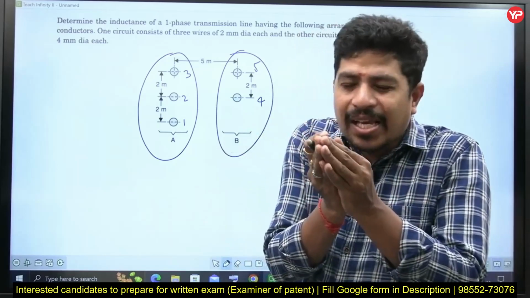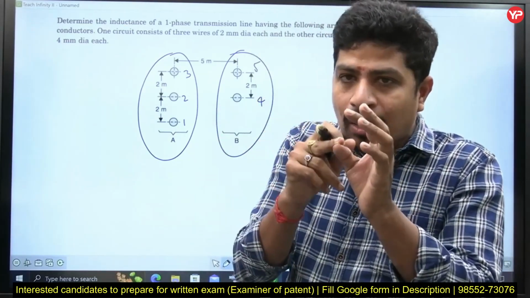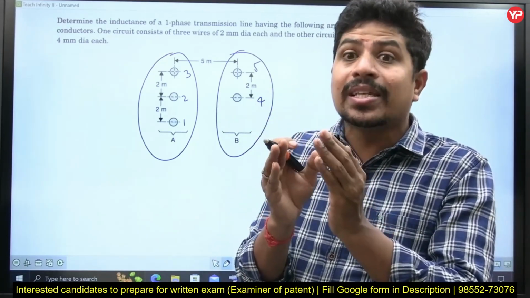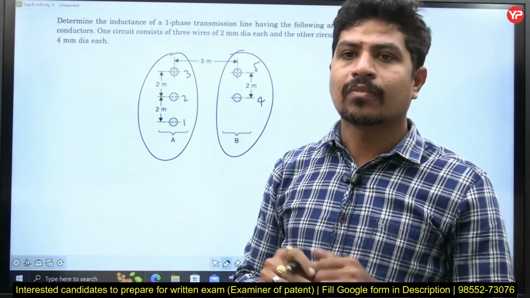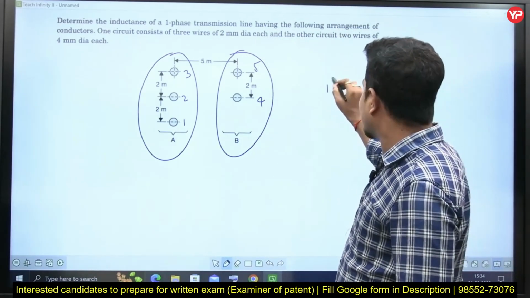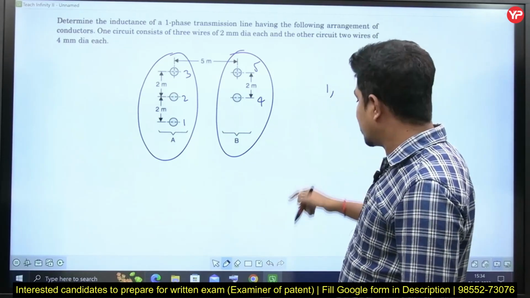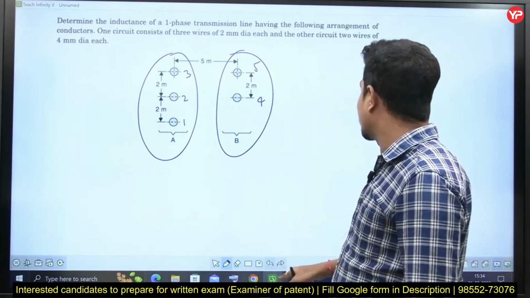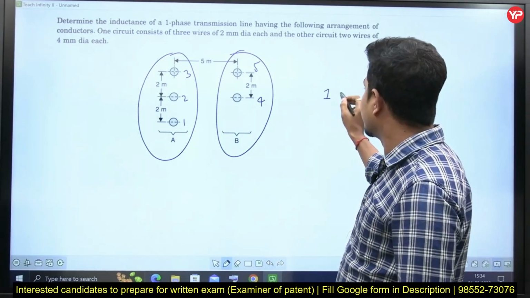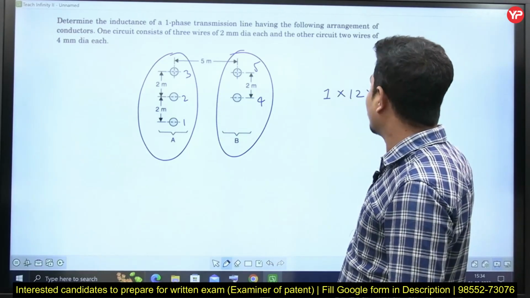So A is of one circuit. A means 1 to 2, 2 to 3, or 3 to 2, 3 to 1, all these are self. I repeat, one with itself, these are the self GMDs we are going to get. 1 with itself, into 1 with 2, next 1 with 3.